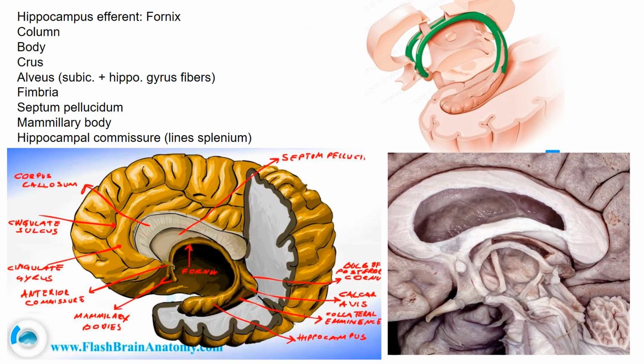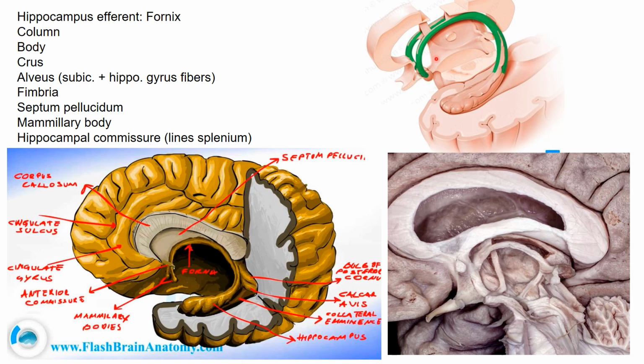Okay, so this is a Fornix slide. I've got a lot of different ways to look at it because it's kind of confusing. It's kind of C-shaped, just like a lot of the other things in the brain are. So the Fornix, like I said earlier, connects the mammillary bodies to the hippocampus. So you have mammillary body, Fornix, hippocampus. So it's just a fiber pathway. It's not too complicated, but it has three named portions.